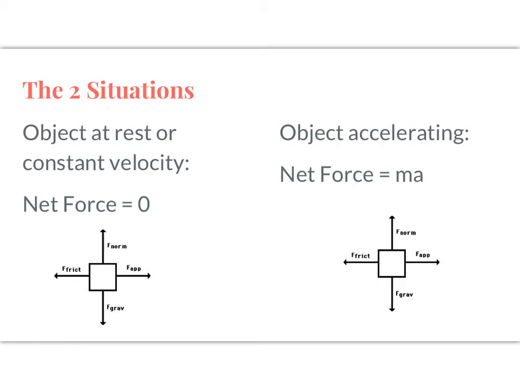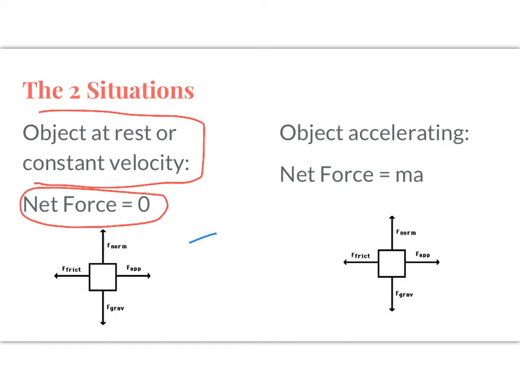We have two situations with net force. Our first situation is when an object is at rest or at constant velocity. And this means our net force is equal to 0. So this is just like the example in my free body diagram that I showed. I have equal forces in all directions, okay?